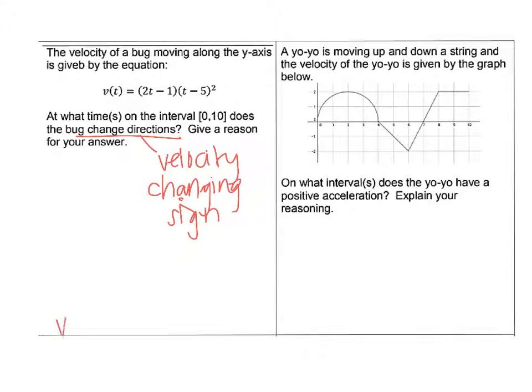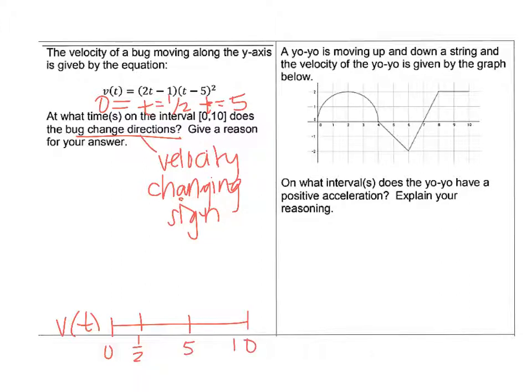So maybe I'll make my sign chart for my velocity graph. I need a critical point, which is when that velocity is equal to 0. If I set this equal to 0, then time equals 1/2 or time equals 5, because that's just the zero product property. But I'm also looking at the interval from 0 to 10, so both of those count. So I'm looking at 0 to 1/2, 1/2 to 5, and 5 to 10.